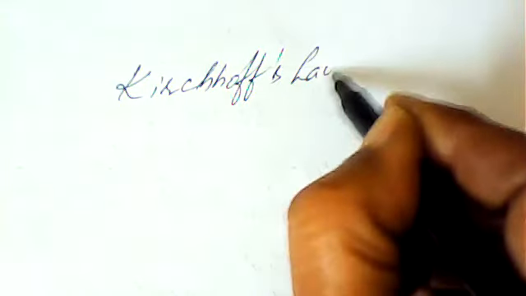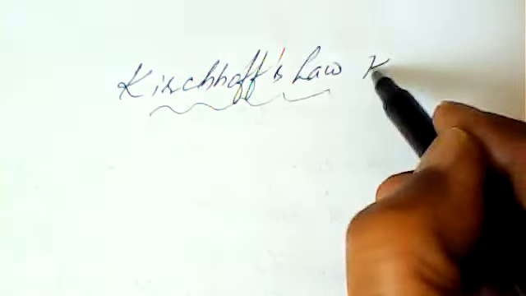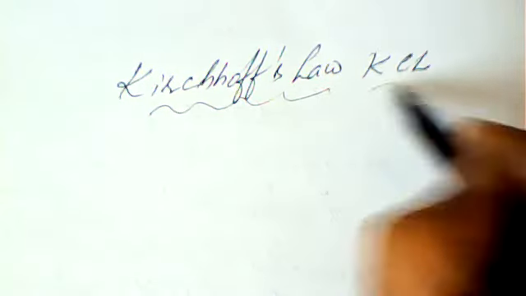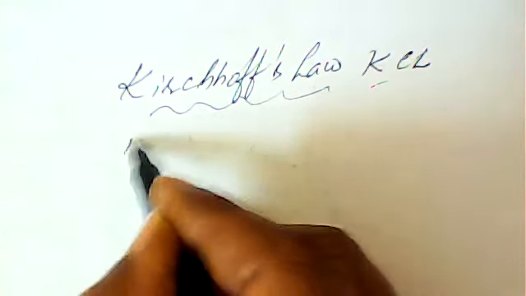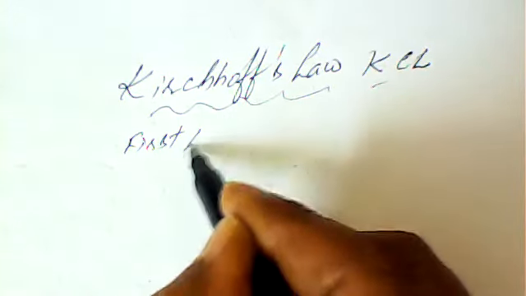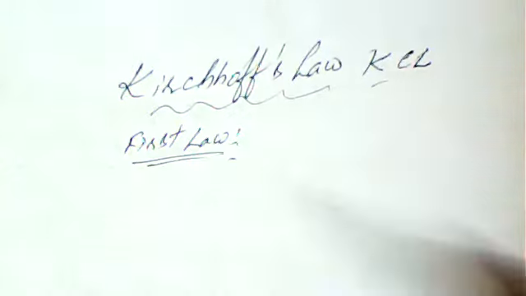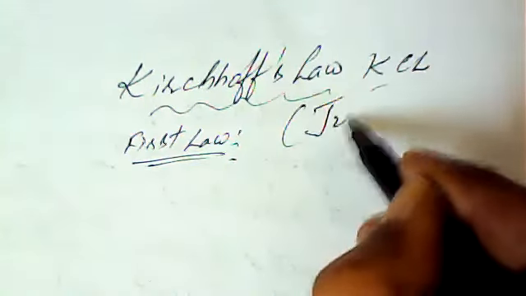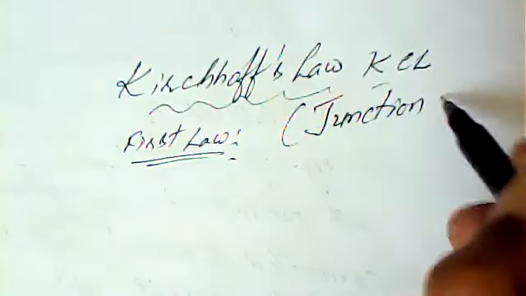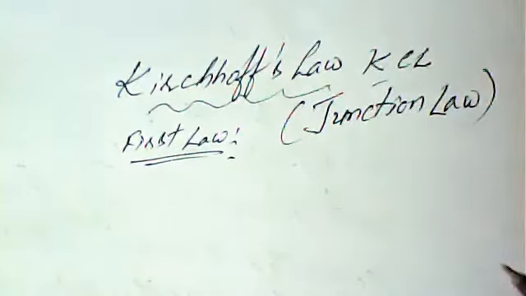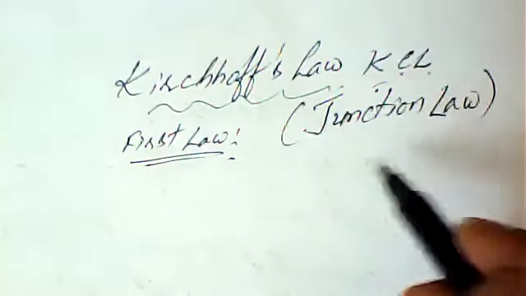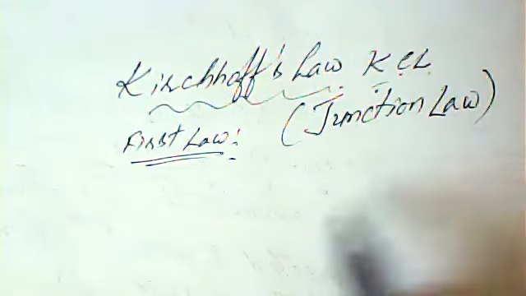Now, going to Kirchhoff's law, or sometimes we call Kirchhoff's current law, KCL. We have two laws for that. So today let's see only the first law. This is also known as junction rule or junction law. Kirchhoff's current law or Kirchhoff's law or junction law. These are the names given. What is junction first of all?